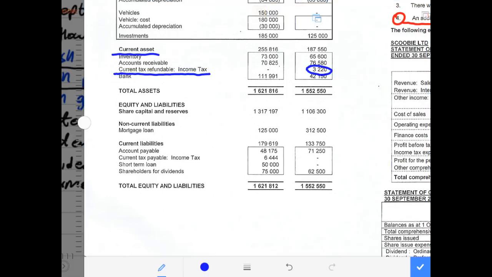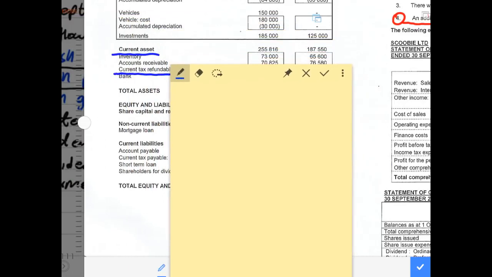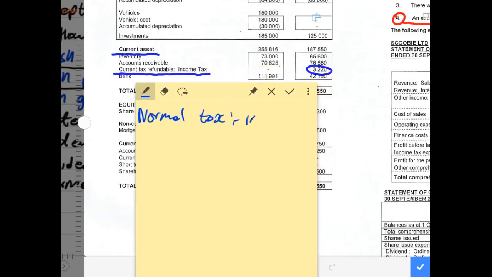That means now when we open the ledger account for normal tax, let us open the ledger account for normal tax. That will be normal tax, income tax, normal tax, semicolon, income tax, because there are many taxes. There's also dividends tax.